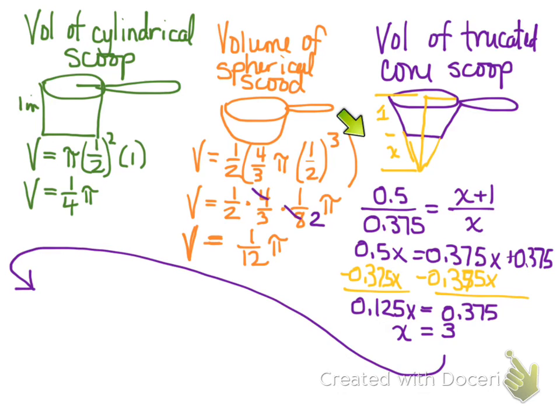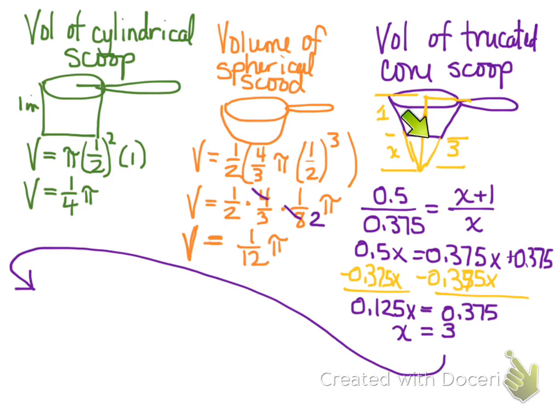So what we know is that this dimension here, the missing part, is 3 inches, and this part was 1. So we've got this large cone with a total height of 4 right here, 1 plus 3. Completely out of scale, but don't get bothered by that, okay? It's just my drawing.